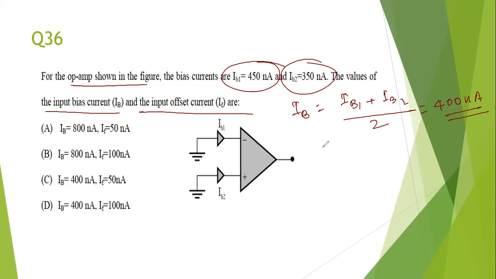Now what's the offset current? The offset current is the mod value of the difference of IB1 and IB2, and this is 450 minus 350 nanoampere. So the answer will be 100 nanoampere. So the answers are 400 nanoampere and 100 nanoampere. So option D is the right option. Now come to the next question.